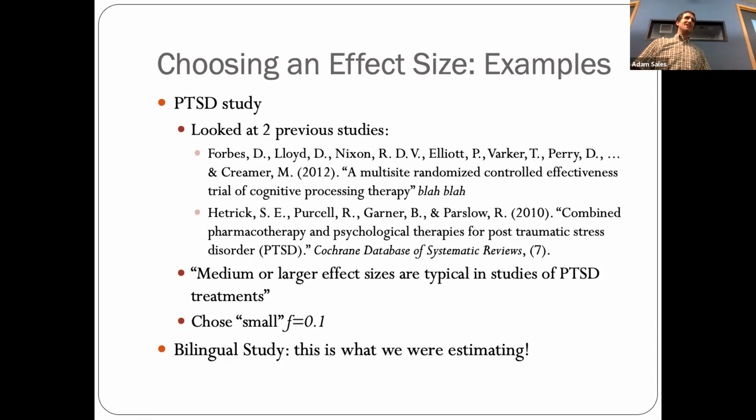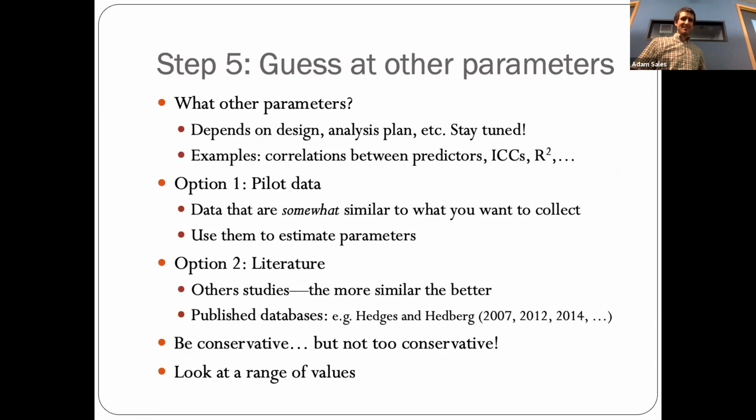In the bilingual study, I didn't bother with any of this because we were trying to estimate the minimum detectable effect size. And so I didn't try to figure out what effect size to power for. That was what we were estimating. So didn't have to do that.